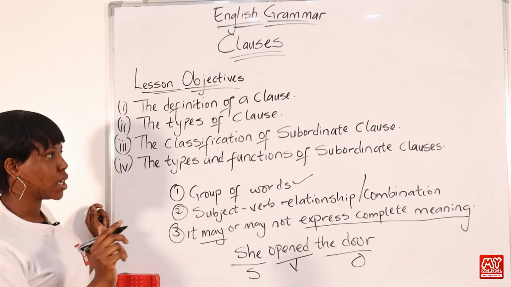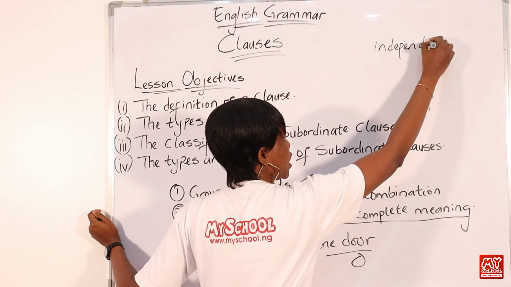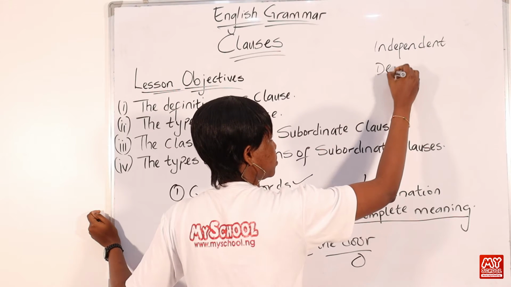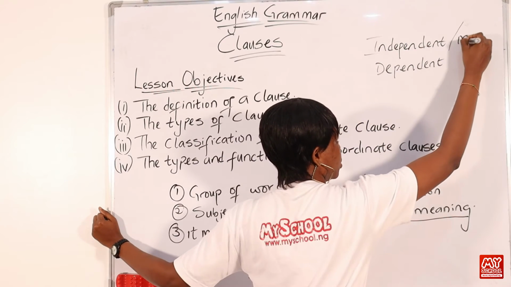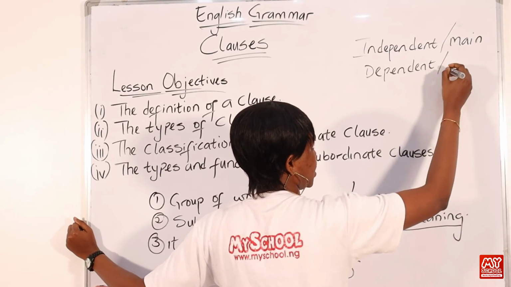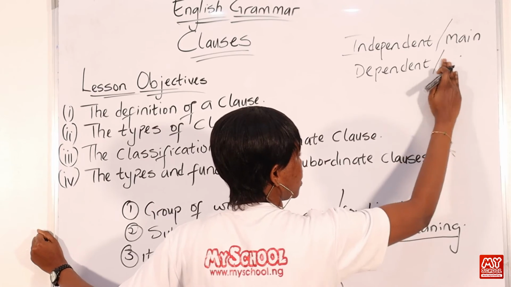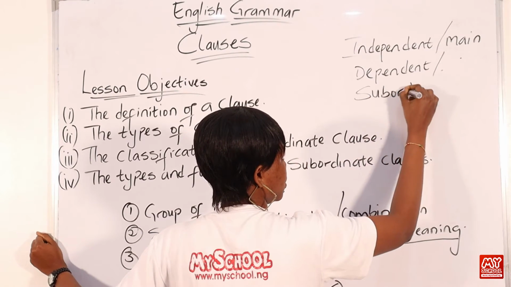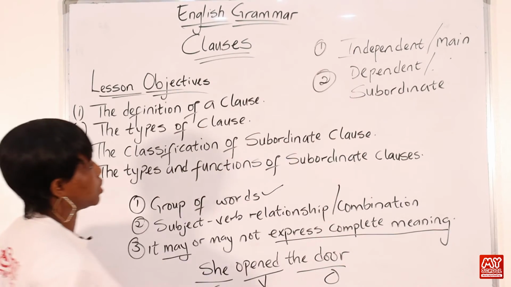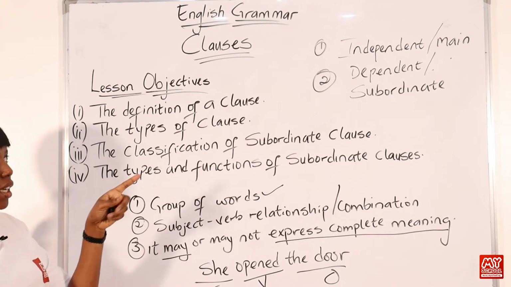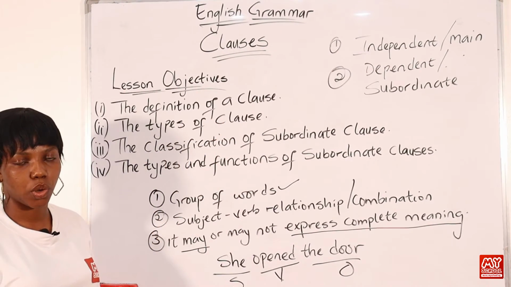Now there are 2 types of clause. They are independent and dependent. The independent clause is also called the main clause, and the dependent is called the subordinate. Okay, so we have 1 and 2. So we have 2 types of clause: the independent clause and the dependent clause. The dependent clause is also called subordinate, and independent clause is also called the main clause.